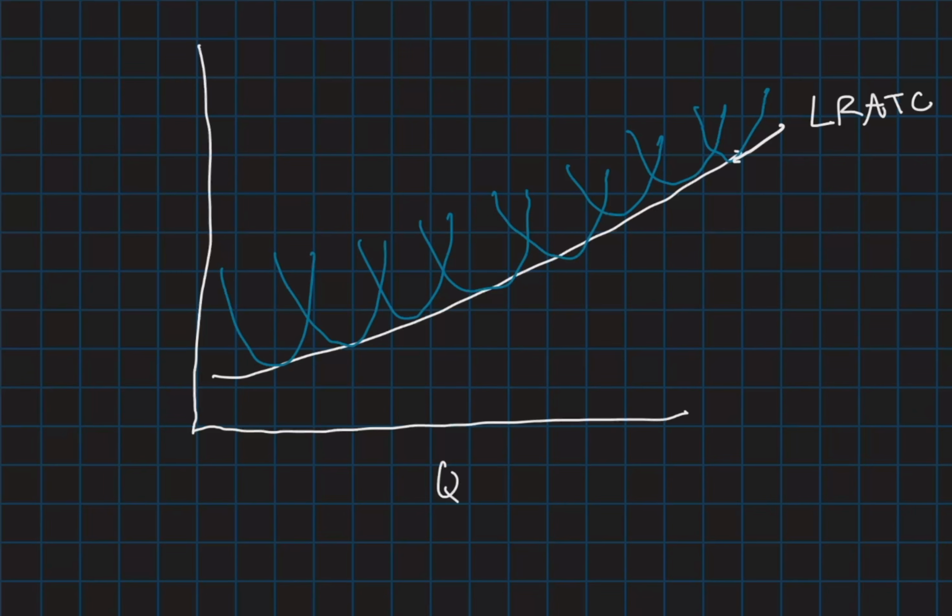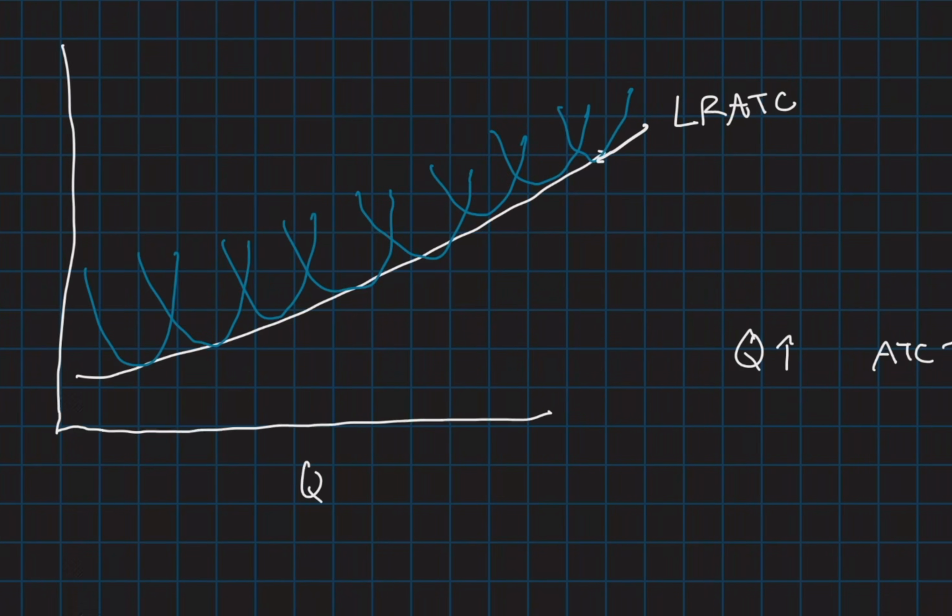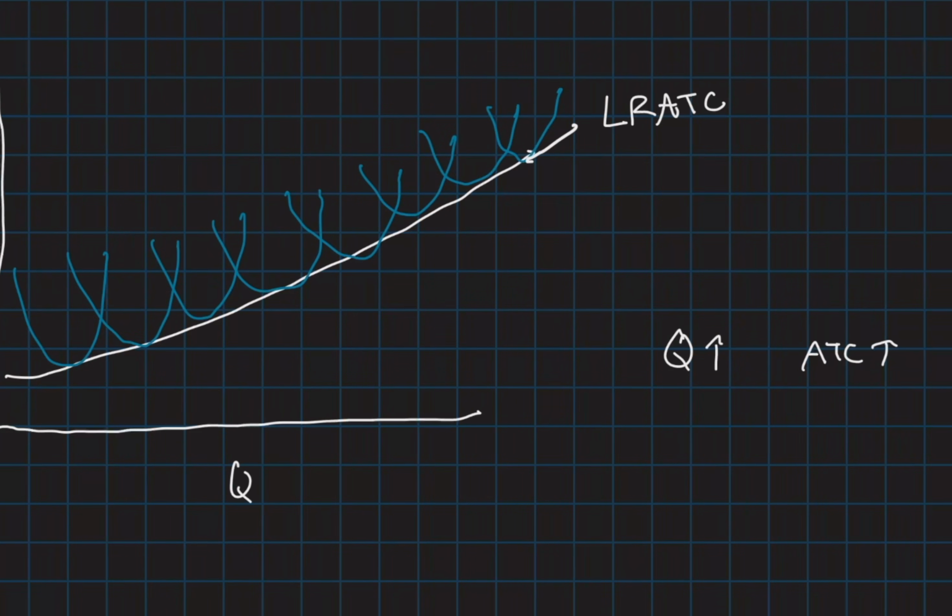So what's happening as quantity is increasing? What's happening to average total cost? Guess what? It's increasing. Is this economies or diseconomies of scale? Quantity is increasing. Average total cost is increasing. Oh, you can't see it. You're right. Diseconomy. That says die. Diseconomies of scale.